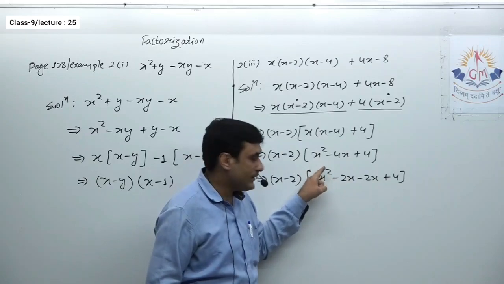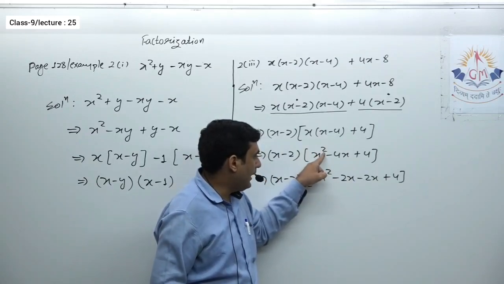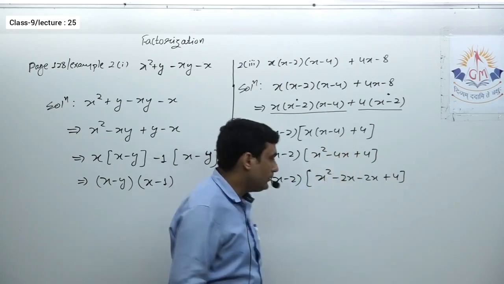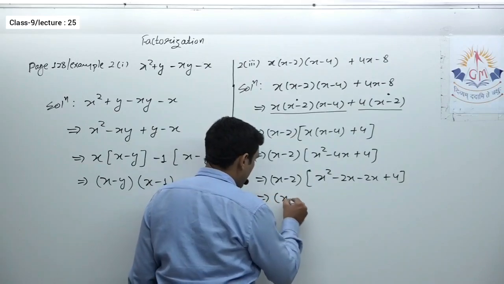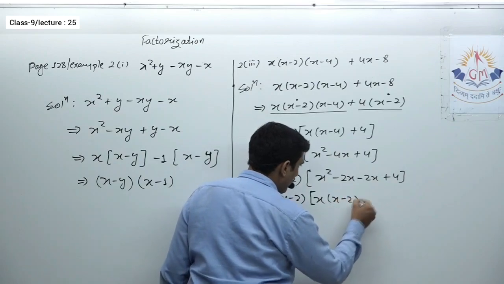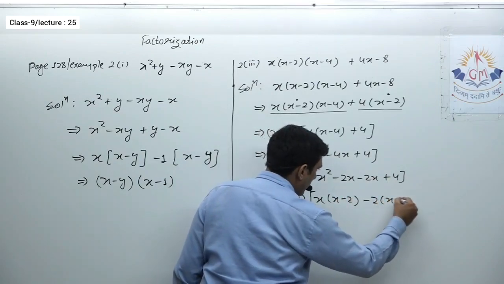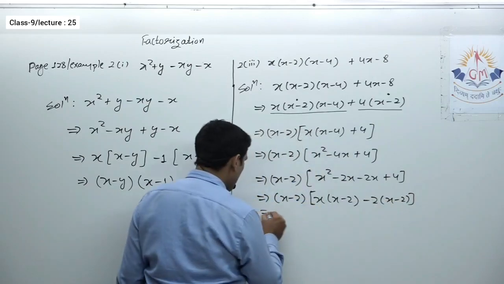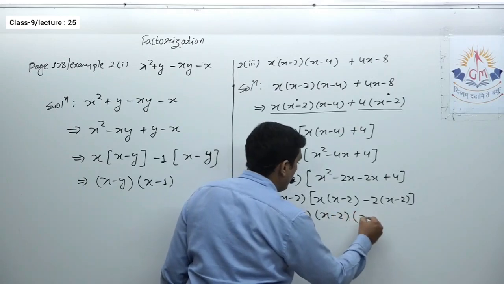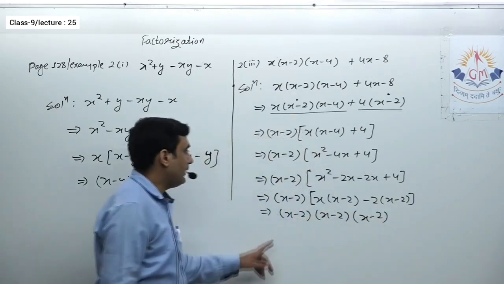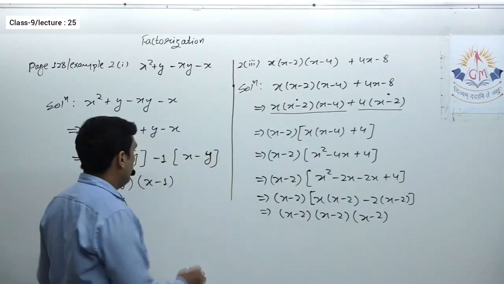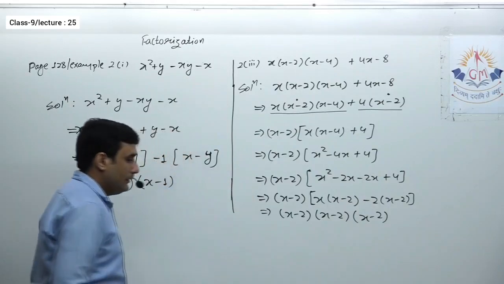When I say this type of expression, that means one in which the first term has degree 2 or power 2, the second term has power 1, and the third term is the constant. So here it is x square minus 2x minus 2x plus 4. Now from these two I can take x common, so x minus 2. From these two I can take minus 2 common, so x minus 2. From these two I can take x minus 2 common, and I am left with again x minus 2. So these are the factors of this expression. Please note down, then we will see the next question.